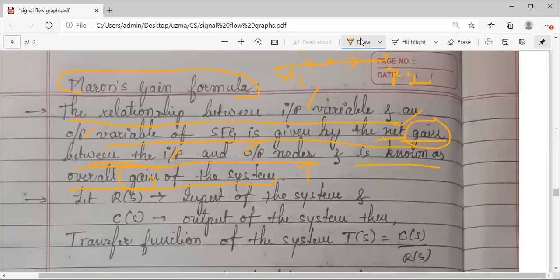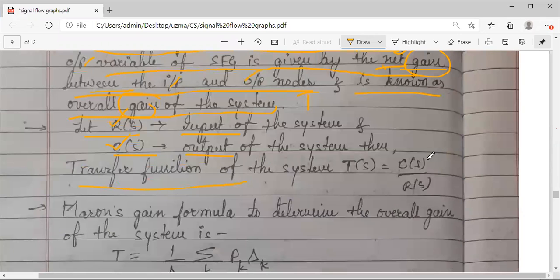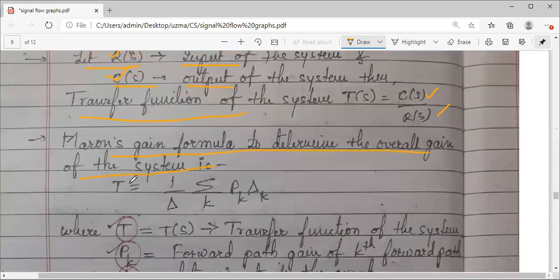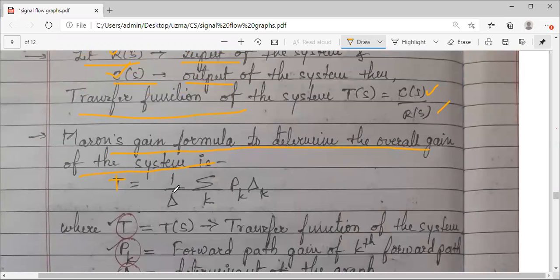Let us first see what the formula is. Let R and C be the input and output of the system. You know already: reference input, controlled output. So what is the transfer function? We know that it is the output by input. So what is Mason's gain formula to determine the overall gain of the system? Capital T is equal to 1 by delta, summation of P subscript K and delta subscript K. There is a summation here, so K values vary from 1, 2, 3, 4.